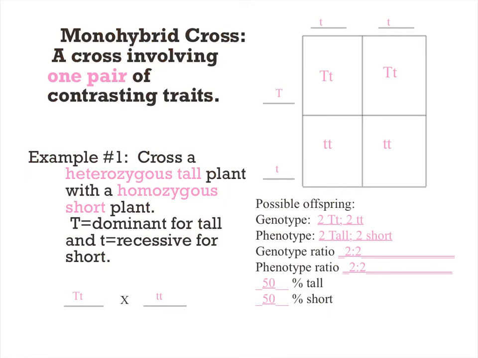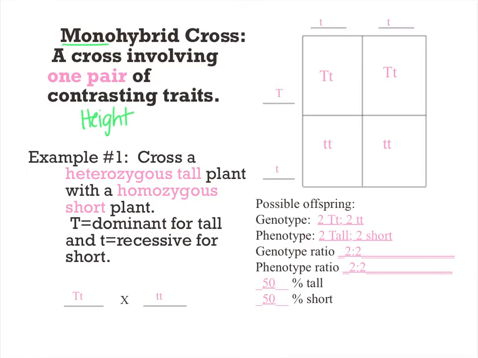Okay, so again, a monohybrid cross is a cross involving one pair of contrasting traits. For example, in this case, they're talking about tall and short. So the contrasting trait is height. It's either tall or short. Those are contrasting. Okay, so we went over some terms earlier about homozygous and heterozygous.